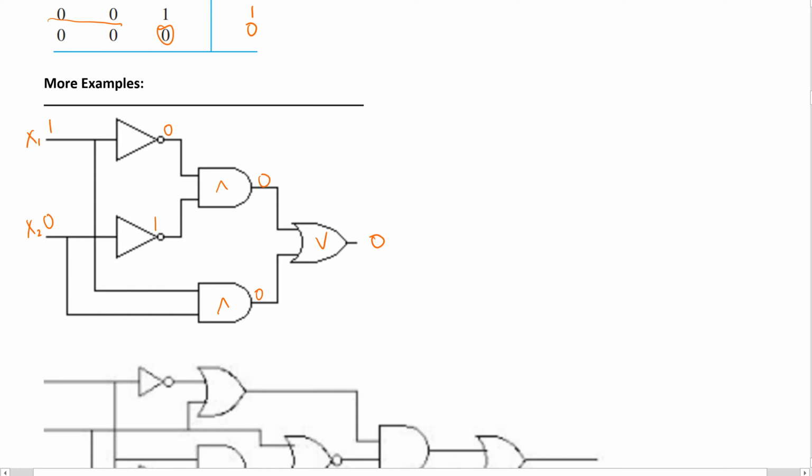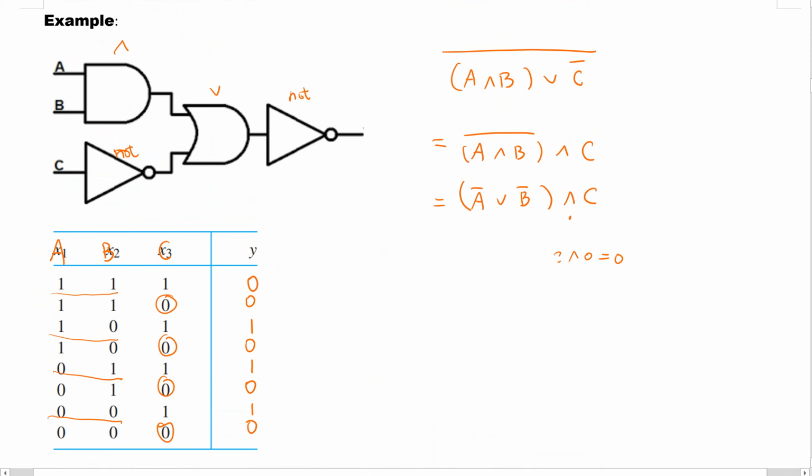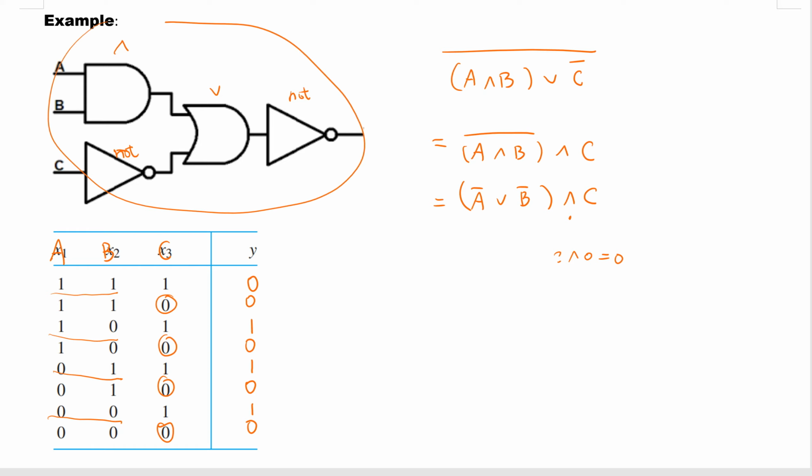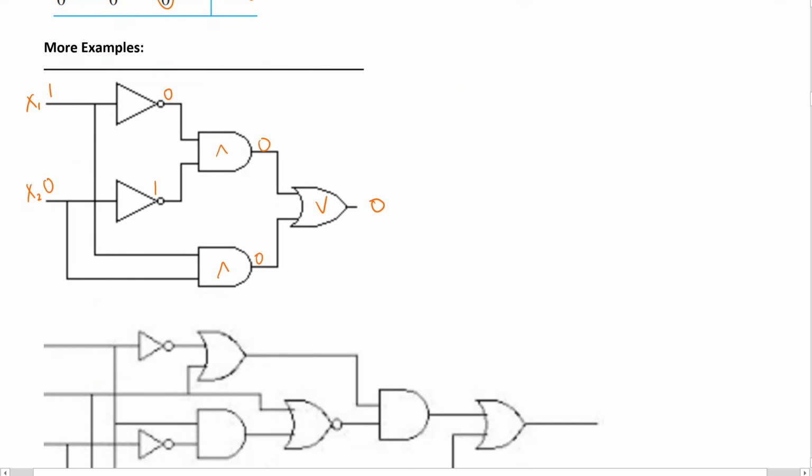So you can see, besides looking at the Boolean equations, expressions, and figuring out the logic table, we can also start with some values and then look at this picture. How do those values change after we go through each gate? Okay, so far so good, everybody.